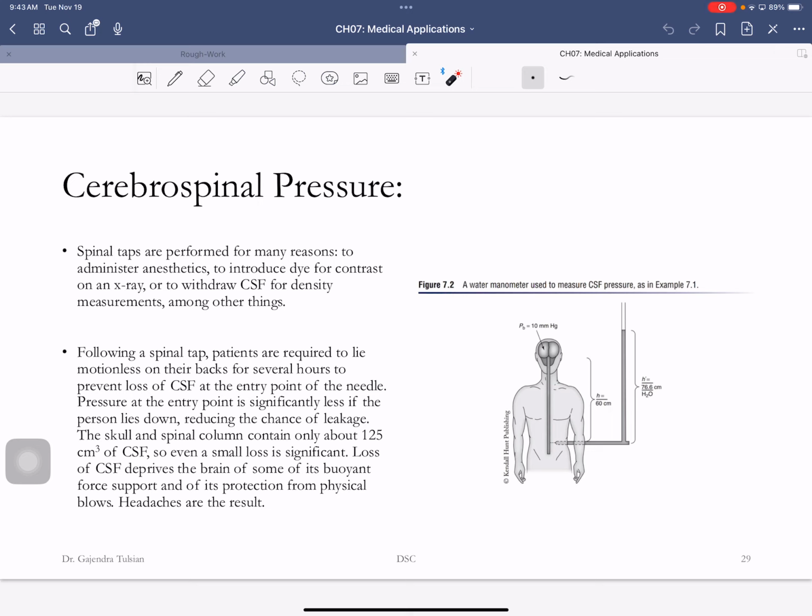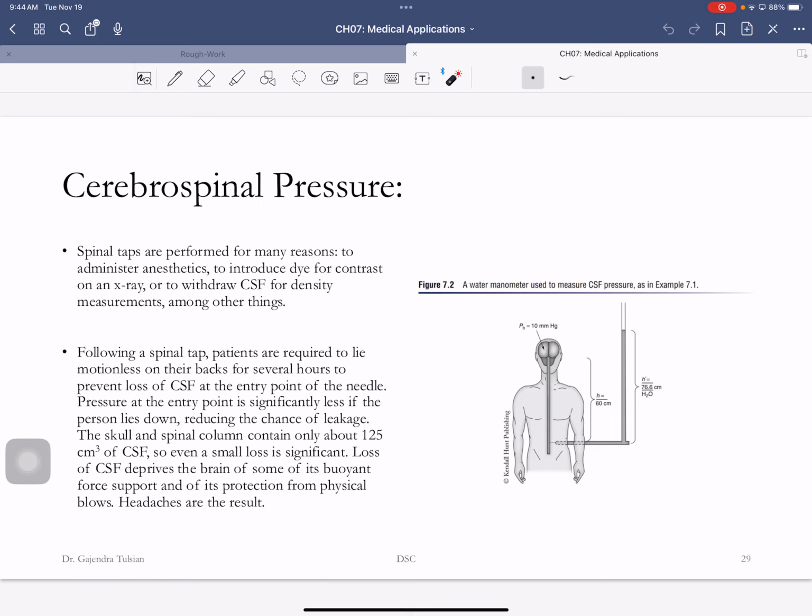So these spinal taps are performed for many reasons: to administer anesthetics, to introduce dyes for contrast on an X-ray, and to withdraw CSF for density measurements. Okay, if your spinal fluid is healthy enough to check that, among other things. So once you do a spinal tap, okay, here is an important thing. You have a total of 125 milliliters of cerebrospinal fluid.